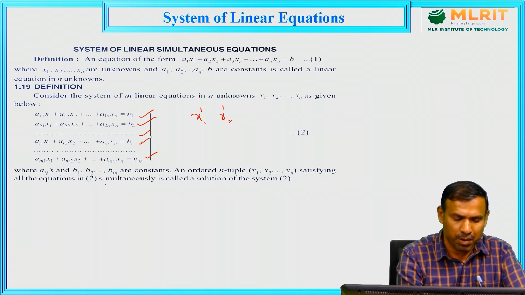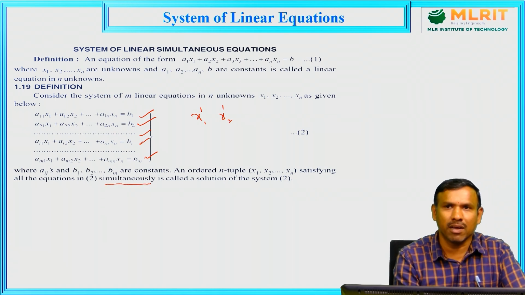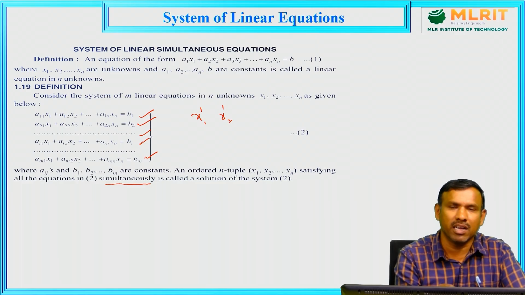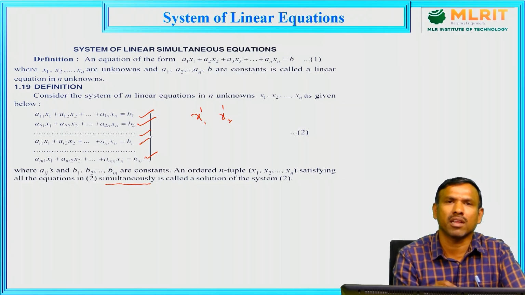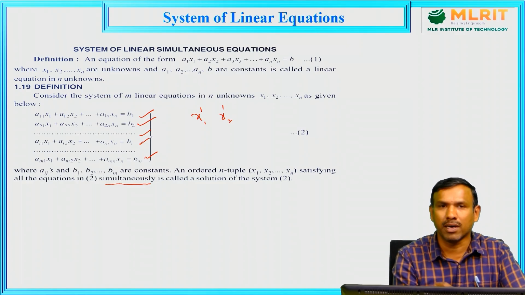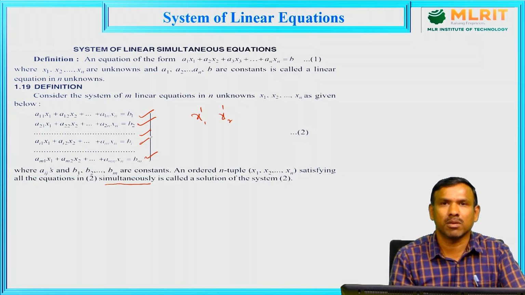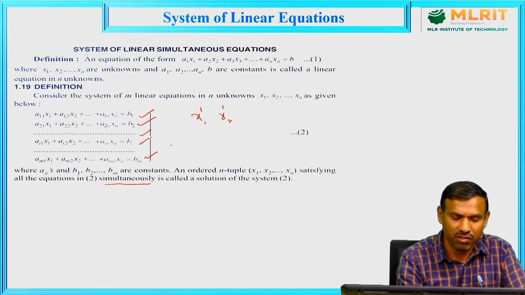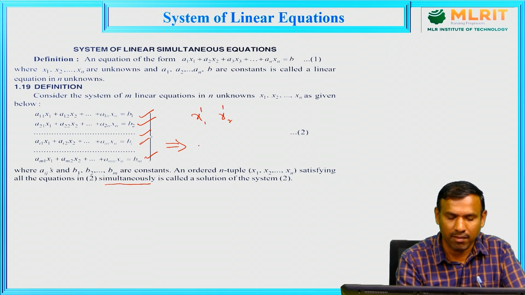Simultaneously means at a time: any solution set will satisfy the first equation, second equation, third equation, however many equations there are in the system. That type of solution we are going to solve. Again, this can be classified into two types of systems: one is homogeneous, another is non-homogeneous. Before going to that, this system can be written in matrix form as AX equal to B. This is called the matrix form.